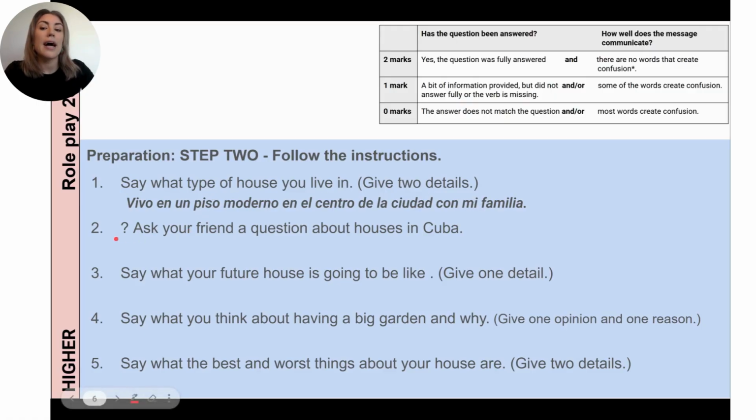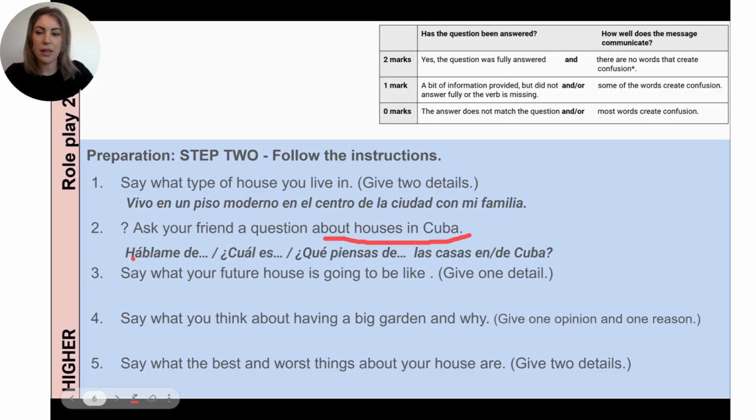Good. Ask your friend a question about houses in Cuba. Okay. So questions can start with háblame de, if we're not sure about what to ask. So háblame de las casas en Cuba or de Cuba could work either way. Or ¿qué piensas de? So what's your opinion? ¿Qué piensas de las casas en Cuba? Okay, so those would be 2 possibilities.